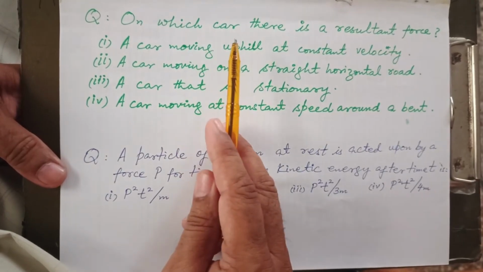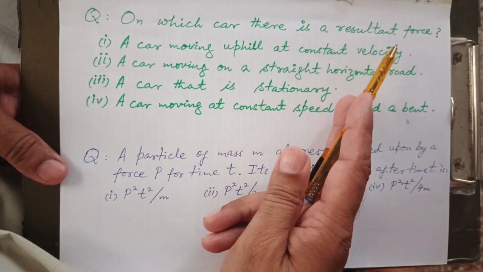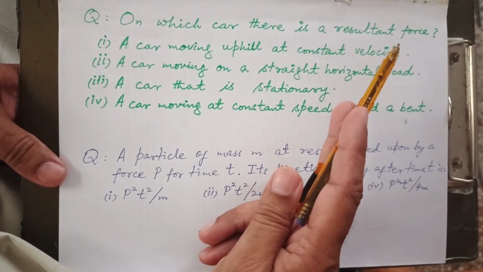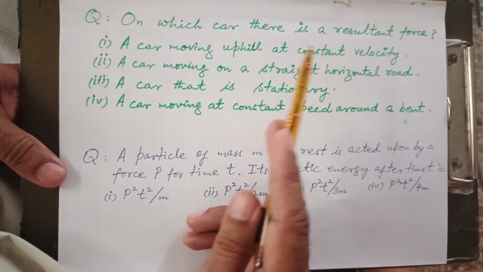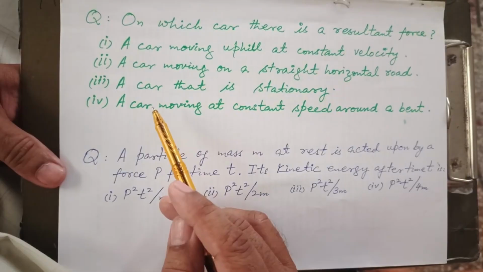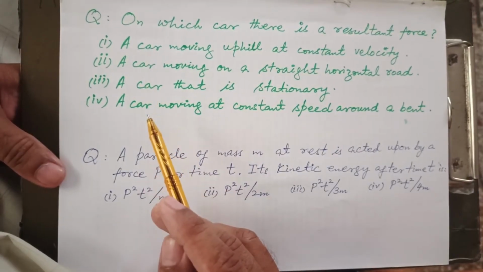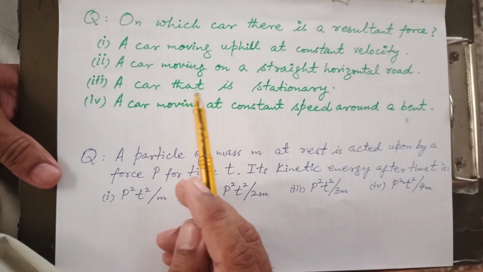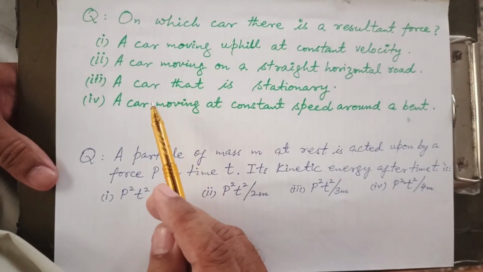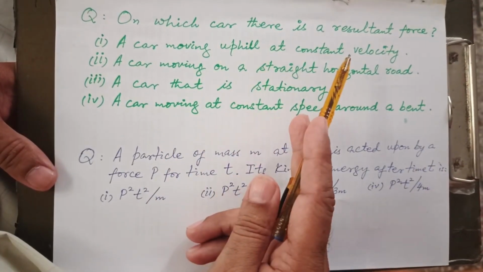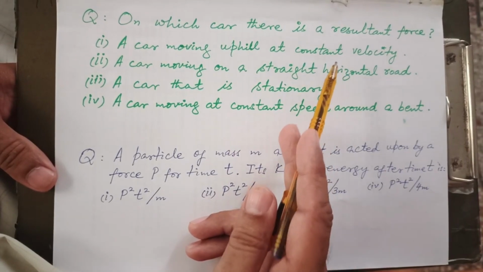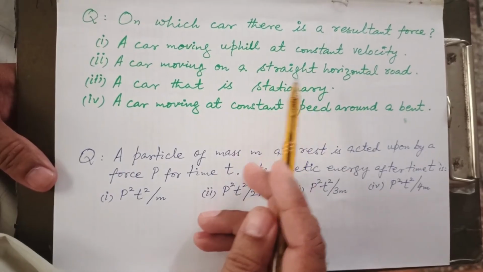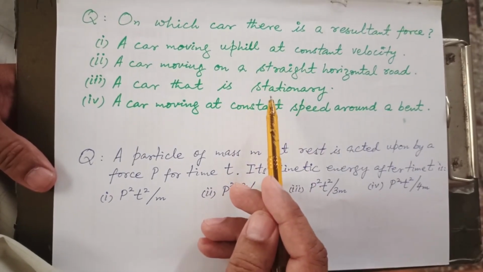First of all, try to understand the question: on which car is there a resultant force? Force arises when there is acceleration. Force is the product of mass and acceleration. So you have to find out in which case we have an acceleration, because mass is available in each case. The case in which the car has an acceleration will have a resultant force. The first option, uphill at constant velocity, means zero acceleration. Moving on a straight horizontal road, again no acceleration. Stationary, no speed, no acceleration.